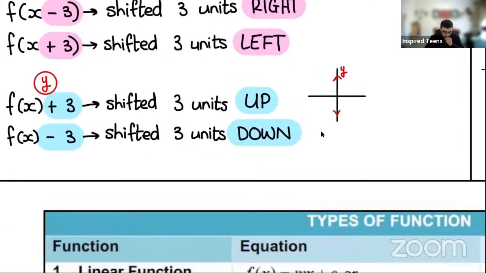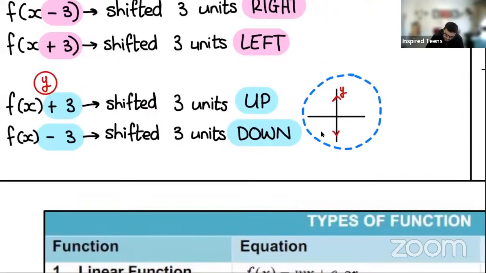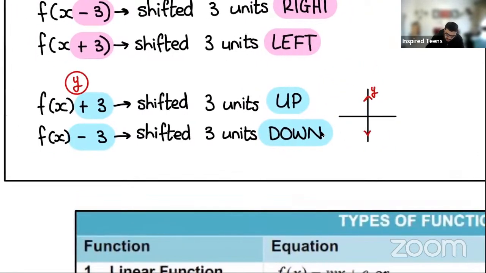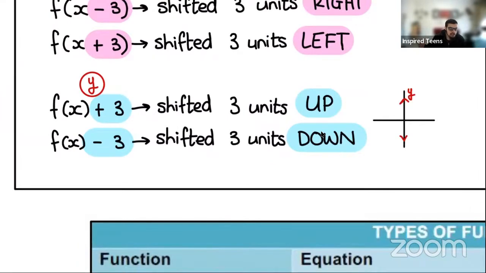So to make a change to the y value, I can either move up or move down. And that's exactly the direction in which the graph moves when we make changes to y. So when we add, we move up. So f of x plus 3 shifts 3 units up. F of x minus 3 shifts 3 units down. So when you add, you shift up. When you subtract, you shift down.